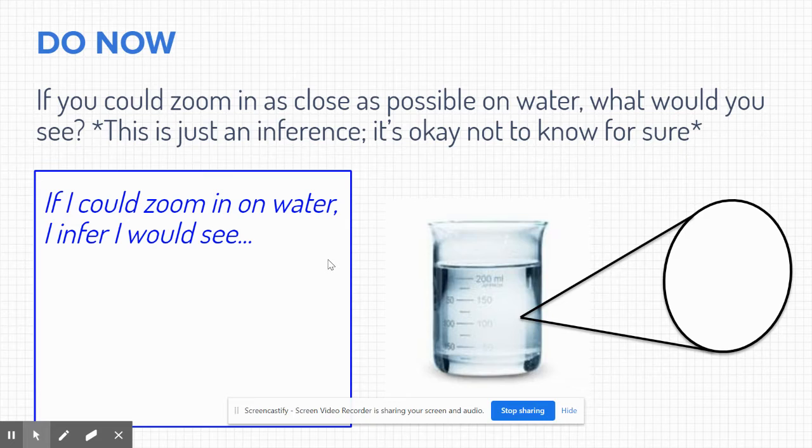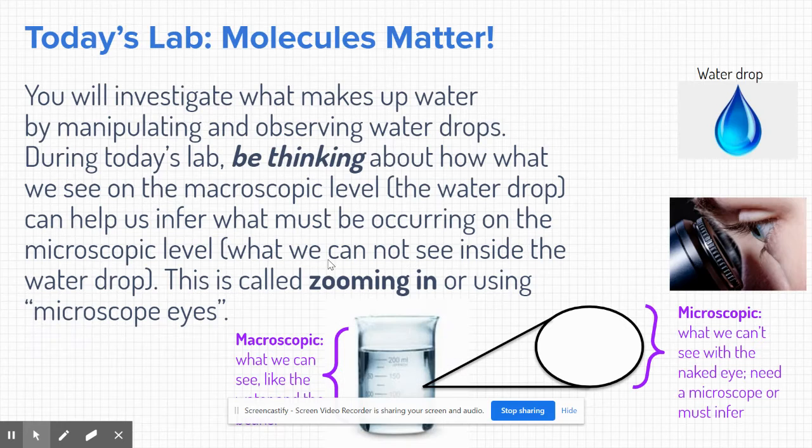Okay. Your do now for today, guys, if you could zoom in as close as possible on water, what would you see? Okay, remember, this is just an inference. It is okay if you're not for sure, but what would you see? Okay, so go ahead and fill that do now in. That's a blue box with blue font, so make sure you type directly in there.